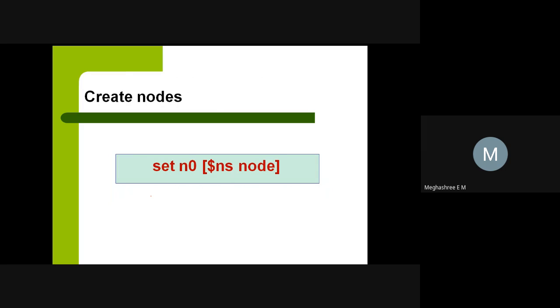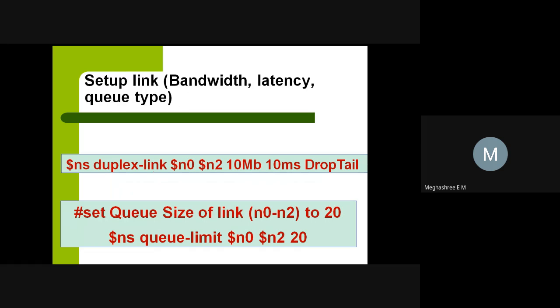Next step is create nodes, right? So how do you create the node? I'm creating an object for the class node. Do remember the name of the node is n0 here. I'm creating an object that is n0 of type node. Fine. Next thing is you have to specify the link, right? So I'm selecting a duplex link between the nodes, n0 and n1. I'm setting up this duplex link between these two nodes and selecting bandwidth as 10 MB, latency as 10 milliseconds, and queue type as drop tail.